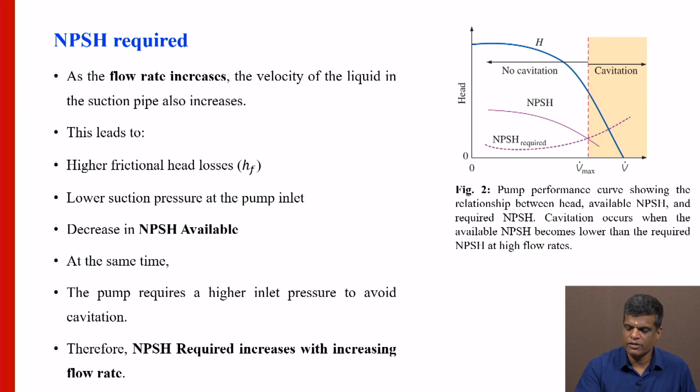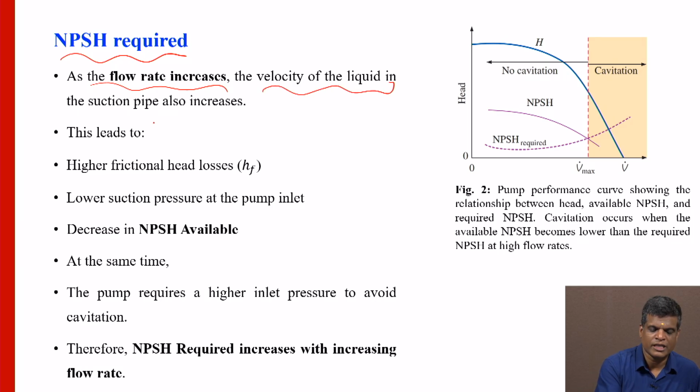So this is the figure given very neatly here. So what is the NPSH required here? As the flow rate increases, the velocity of the liquid in the suction pipe also increases. Because whenever the flow rate increases, the velocity of liquid in the suction pipe also increases.